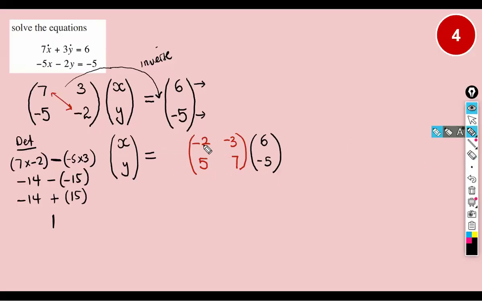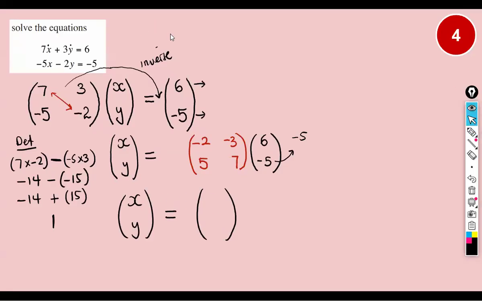So now it's just to multiply the red matrix by the 6 minus 5. You do the little thing with Batman swinging up to the top, and you're going to get 2 answers. The top answer will be X. The underneath answer will be Y. Let's see what I get here.